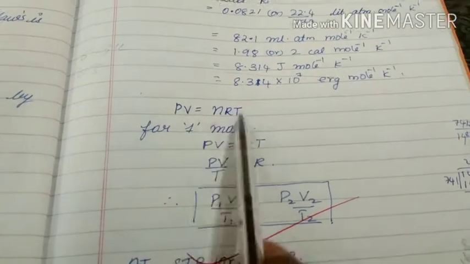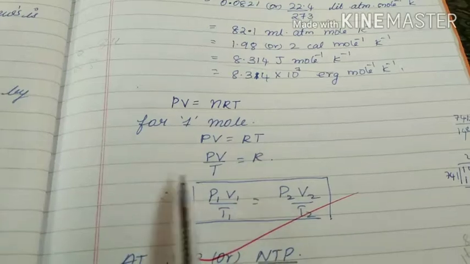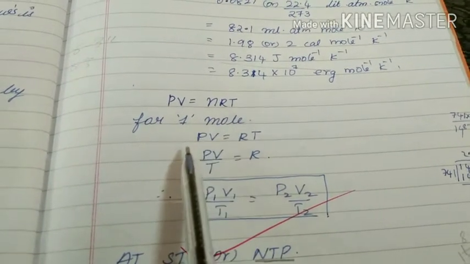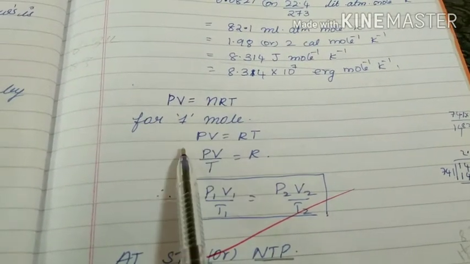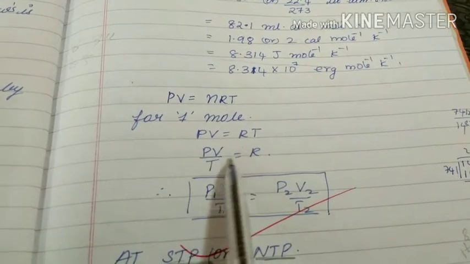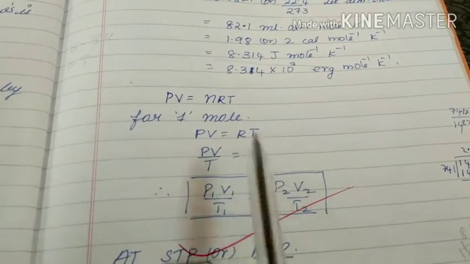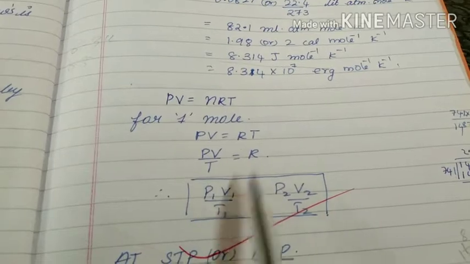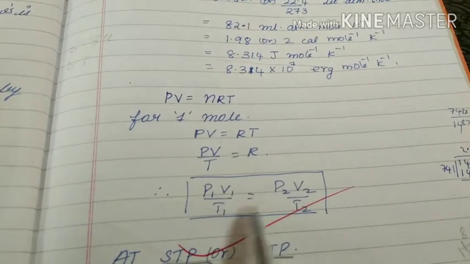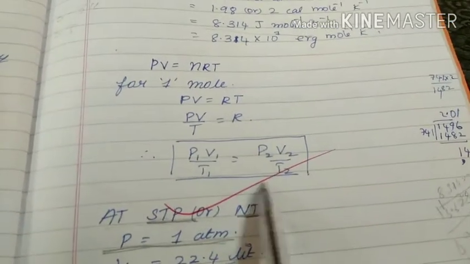Next, one more expression is there here. PV equal to nRT. This is the ideal gas equation. For 1 mole, that means n is equal to 1, it becomes PV equal to RT. From this, PV by T equal to R. Here R is a constant. If PV by T equal to R, then automatically P1 V1 by T1 equal to P2 V2 by T2.